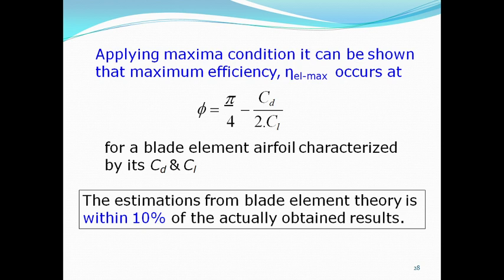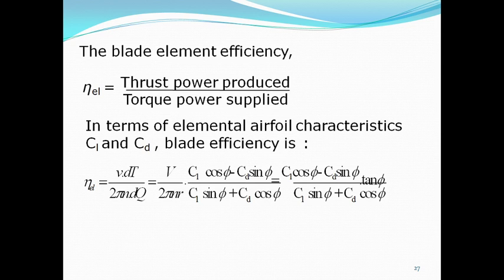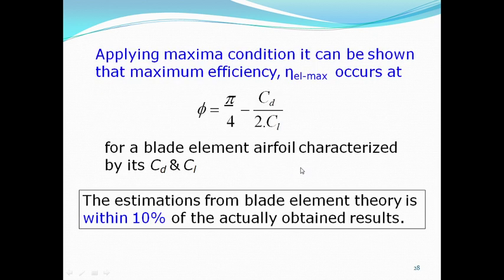And for the maximum conditions, we know that by applying the derivative, we obtained the efficiency as a function of phi, and we differentiate with respect to phi and set it equal to 0, and we will get the optimum value of phi. So the optimum value of phi is obtained from this. Here you need to understand this phi is a function of CD and CL, the drag coefficient and the lift coefficient. Once you know these two, then you can find the phi value.